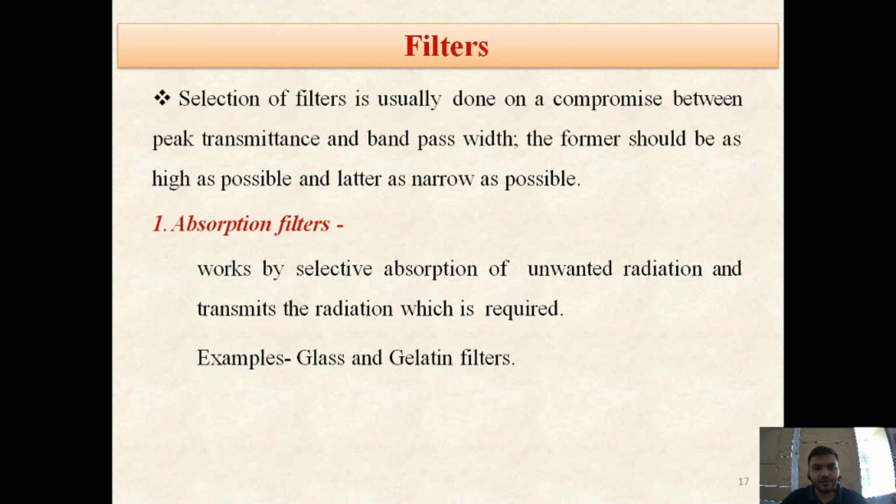Filters. Selection of filters is usually done on a compromise between peak transmittance and band pass width. The former should be as high as possible and the latter as narrow as possible. First, the absorption filter works by selective absorption of unwanted radiation and transmits the radiation which is required. Examples: glass and gelatin filters.